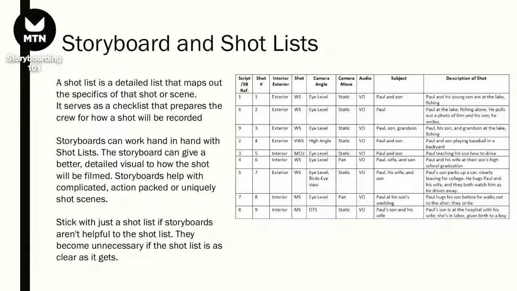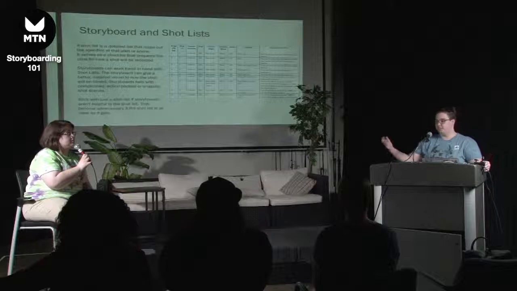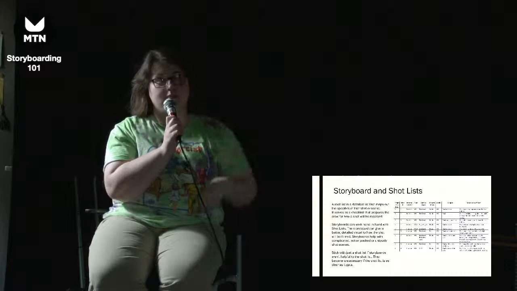Some of the examples we're going to show are major motion pictures, because they usually involve action or very intricate movements that need to be recorded in a very specific way. If there's a really complicated action sequence and you want to include every little bit, writing "close-up of foot" is sometimes not helpful. It's so much easier to visualize it with a drawing and say, this is exactly how close we want it to be.